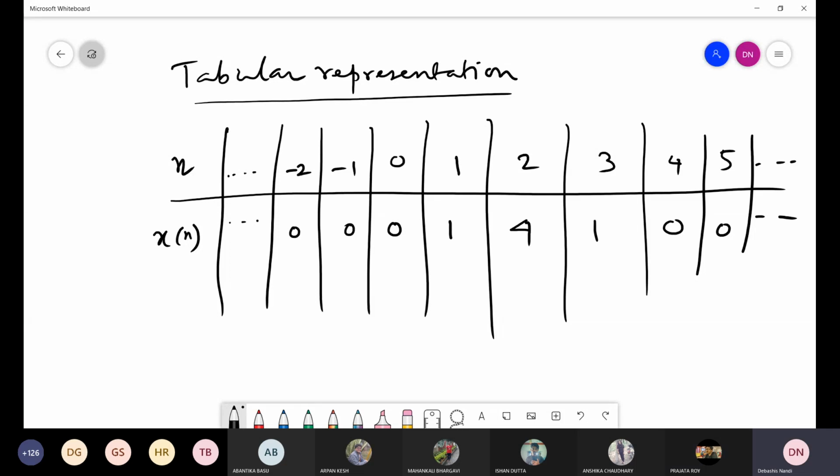You see the same signal which I just represented in functional form is represented in tabular form in this way. Here, for n is equal to 1 and 3, the values are 1. For n is equal to 2, the value is 4. And for other values of n, the values of xn are 0. If you plot the n versus xn graph, the representation will be the same in graphical form. Okay, so this is tabular representation.